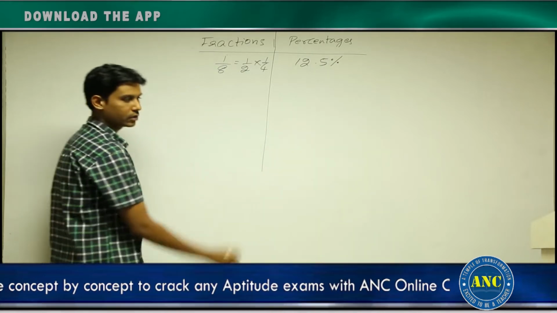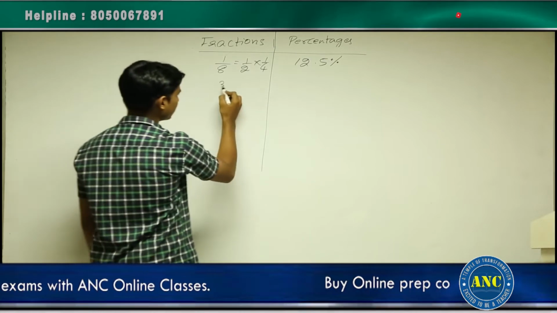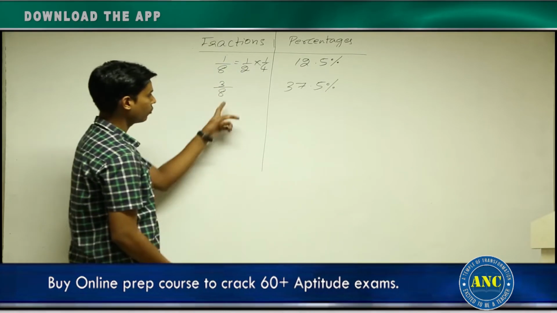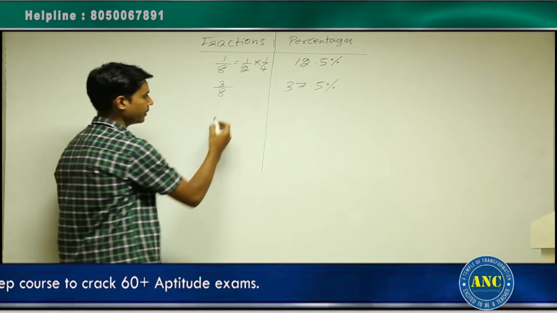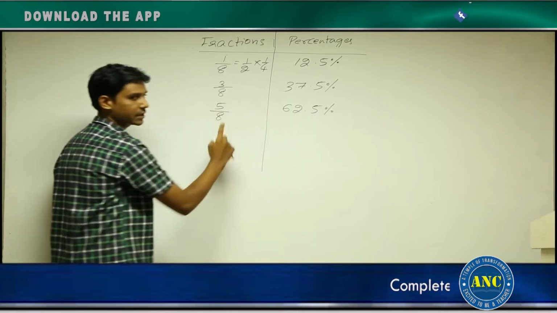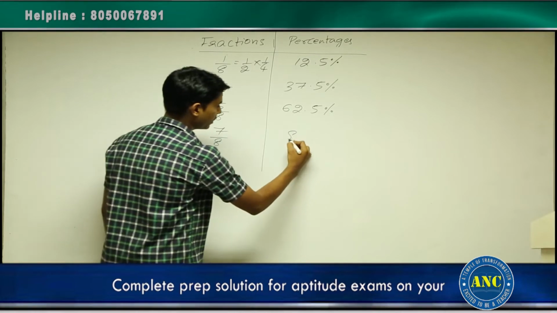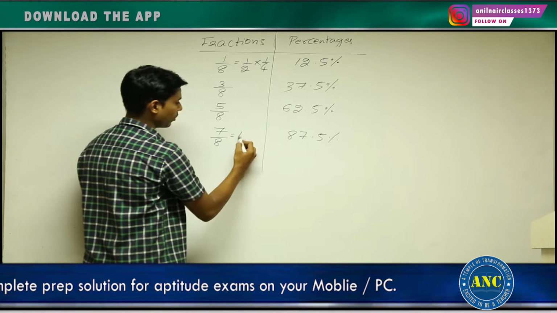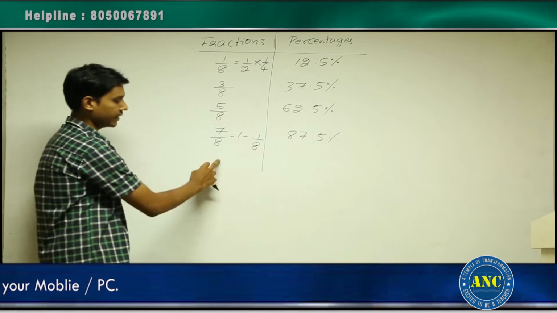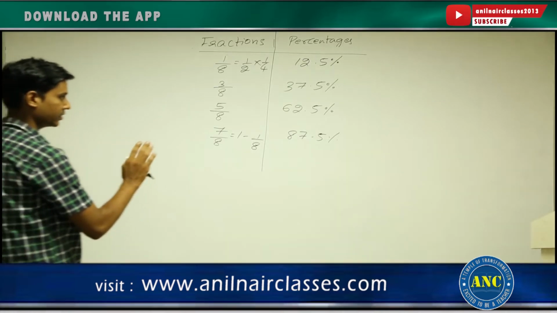12.5%. Okay. 2 by 8 is 1 by 4. Already written. 3 by 8 is 3 into 12.5, 37.5%. 4 by 8 is 1 by 2. Already written. 5 by 8 is 5 into 12.5, 62.5%. 6 by 8 is 3 by 4. Already written. 7 by 8 is 7 into 12.5, 87.5. Or it is nothing but 1 minus 1 by 8. 100% minus 12.5% is 87.5. 8 by 8 is 1. Already written. Understanding?